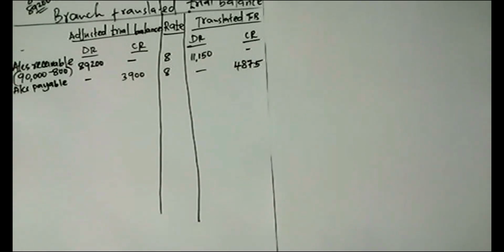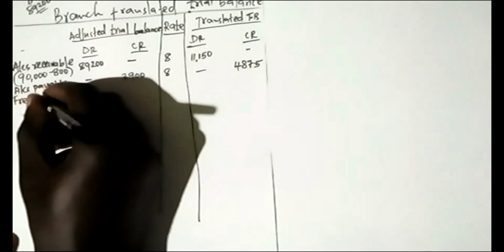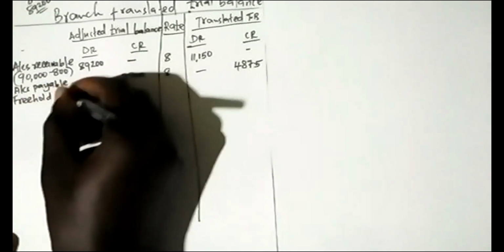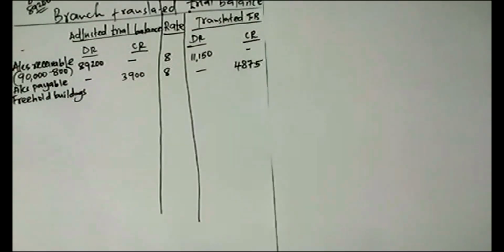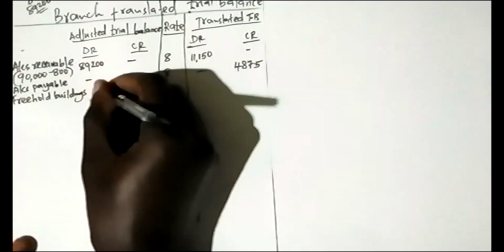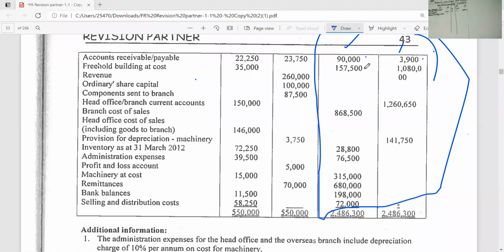487.5. Then after that, we move to the building. So these items I will be picking direct from the trial balance. So I think you have now seen how we are doing these things. So this one is given 157,500. We translate. So assets and liabilities, the closing rate. So this is what I picked.